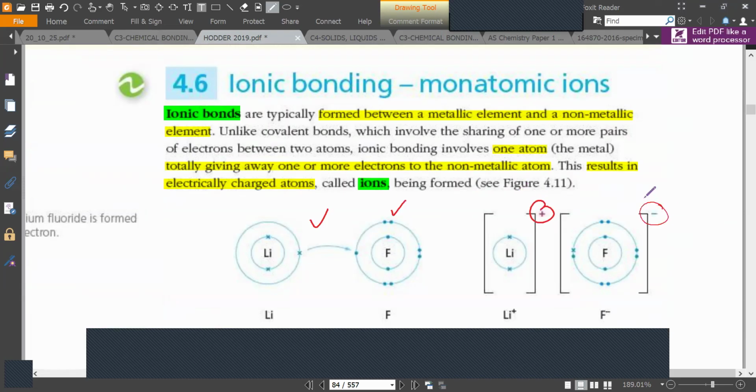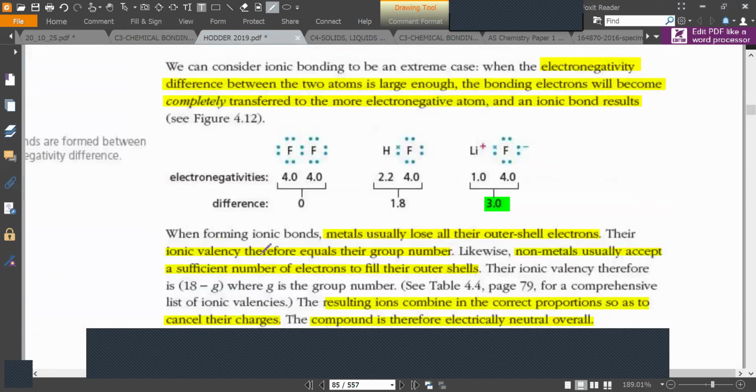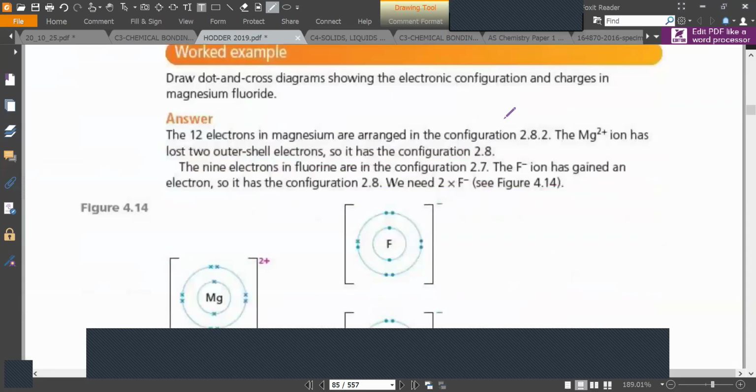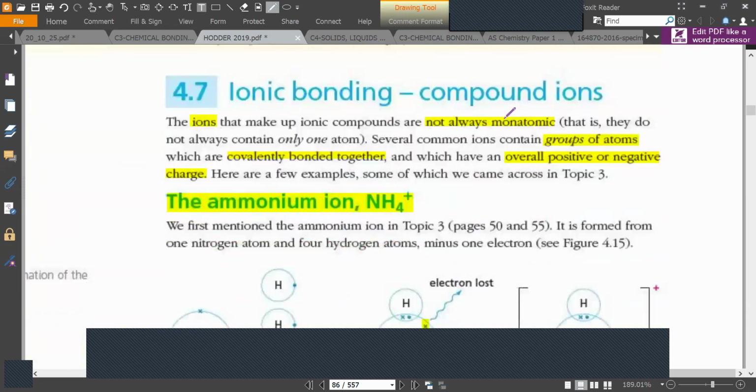These ions attract strongly together. Just now you see the electronegativity. This one has the same electronegativity, so it is non-polar. This one has a difference in electronegativity, so it is polar covalent. You see, this one the electronegativity difference is 3. It's very large. When we have a large difference in electronegativity, we form an ionic compound. Ionic compounds will form a lattice like this.